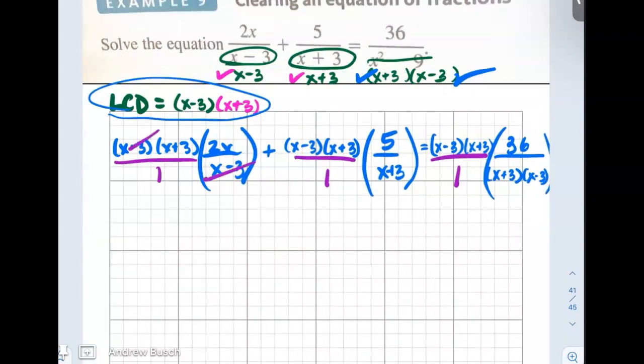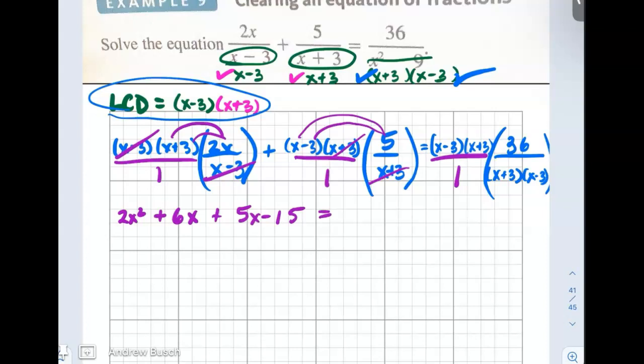So we've got x minus 3 cancels in this term, which leaves a 2x to distribute, which would be 2x squared, and 6x is what it leaves behind when you multiply by the LCD. Here, x plus 3 cancels, which leaves behind an x minus 3. You're going to distribute the remaining 5. That gives you 5x minus 15. Over here, the bottom cancels with the LCD completely, so it only leaves that 36 behind. So now we've got an equation where the denominators have all been canceled out.